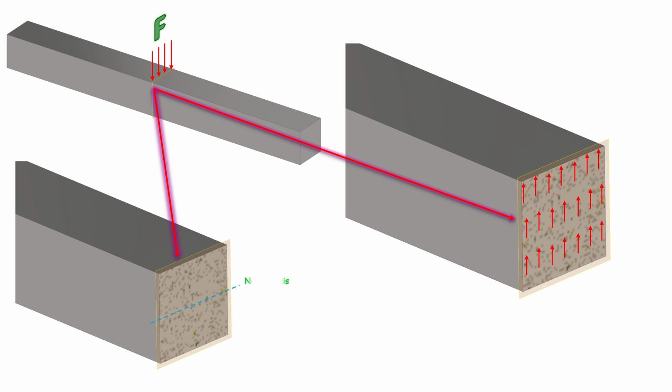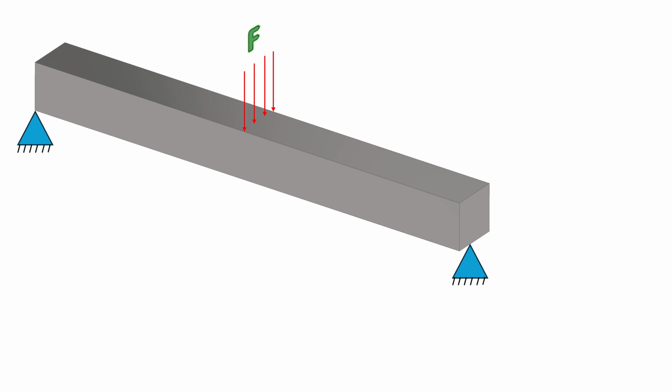If we consider the neutral axis at the center of the cross-section, then the upper fibers of the section go into compression and the lower fibers go into tension due to bending. So mainly there are two types of stresses acting in a beam subjected to the force F, which are shear stress and bending stress.